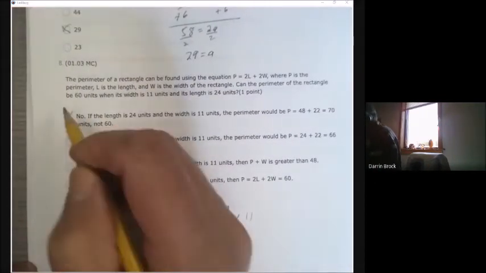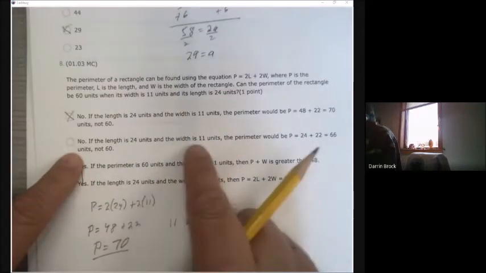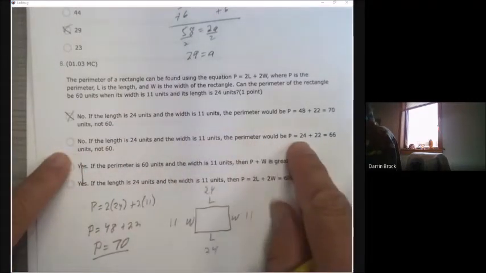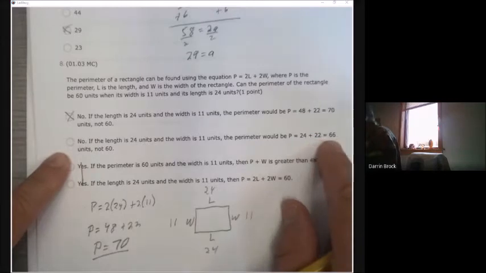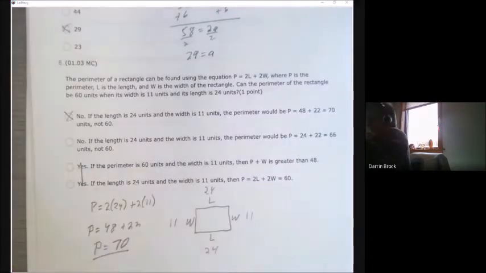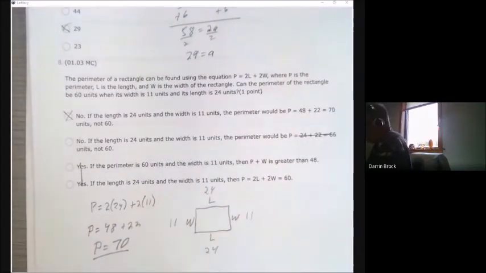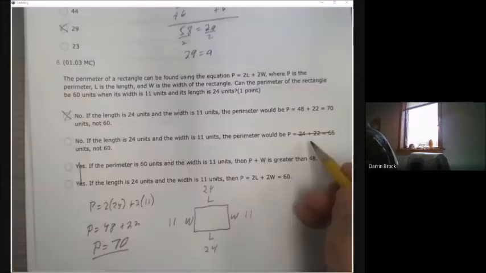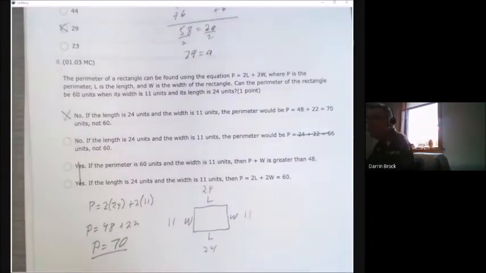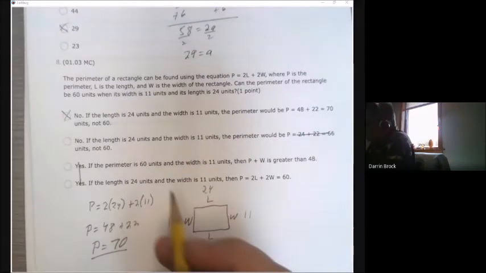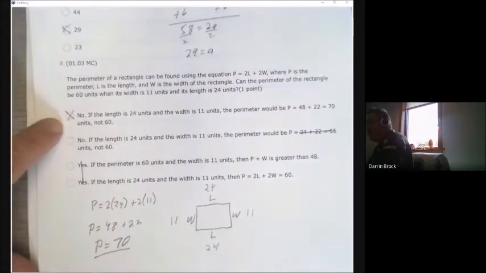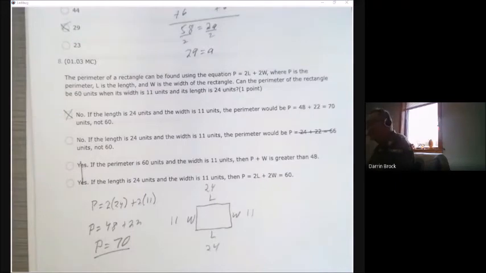Let's check the other one. If 24 and 11, the perimeter would be P equals 24 plus 22, 66. No, that's not right. It's not 24, it's 2 times that, which is 48. And 24 and 22 don't equal 66 anyway. They equal 46. So there's problems right there in the math. So we found reasons to eliminate these other answers. This is the correct answer for our perimeter of a rectangle.